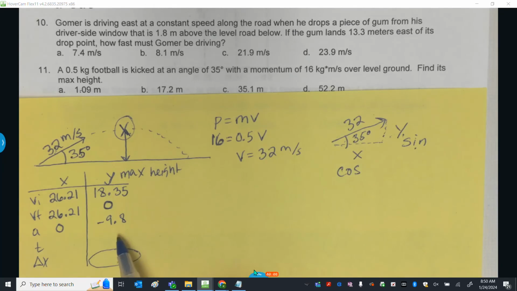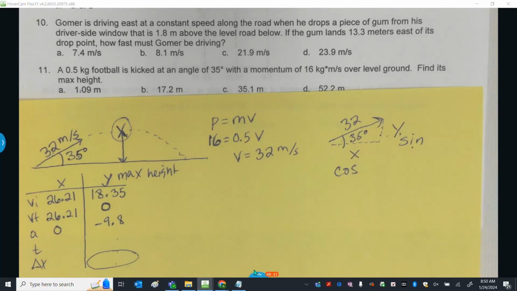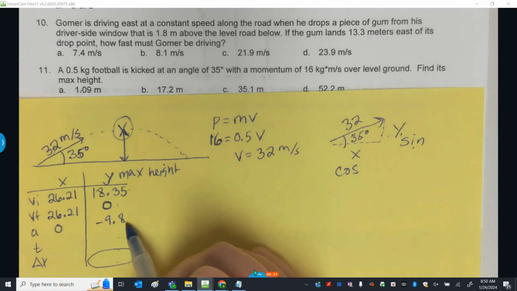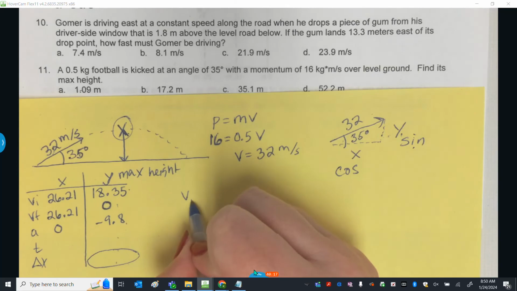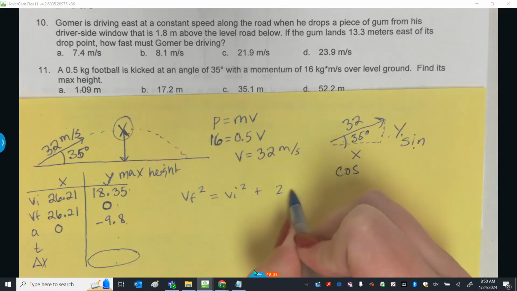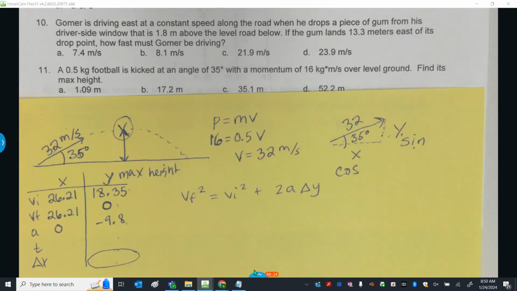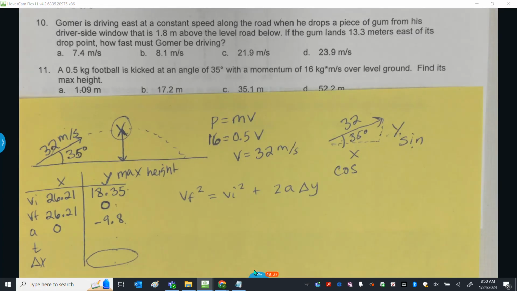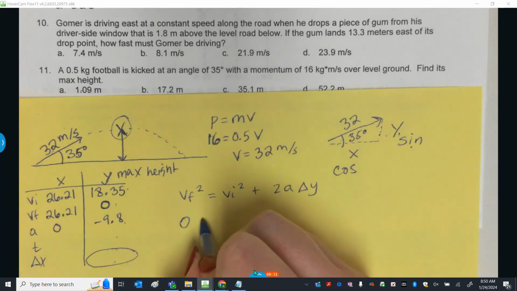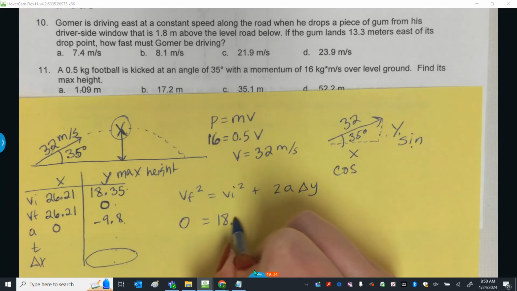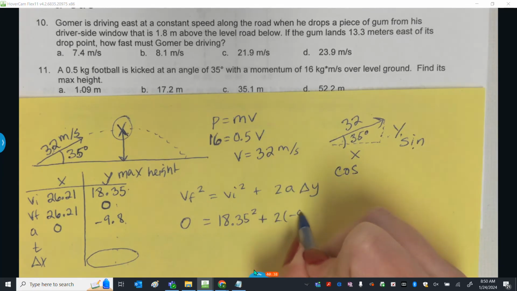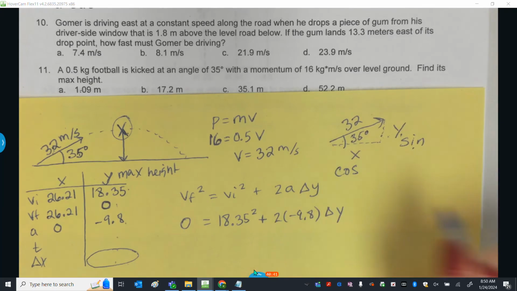Now, could I find time first and then do it? Sure. I don't need to though. I have an equation that I can use that has VI, VF, A, and delta Y in it, and it's this one. VF squared equals VI squared plus 2 times A times delta Y. I don't have to find time. You can, you just don't need it. So let's substitute in here. VF squared will be 0 squared, which is 0. VI squared is 18.35 squared plus 2 times negative 9.8 times delta Y.